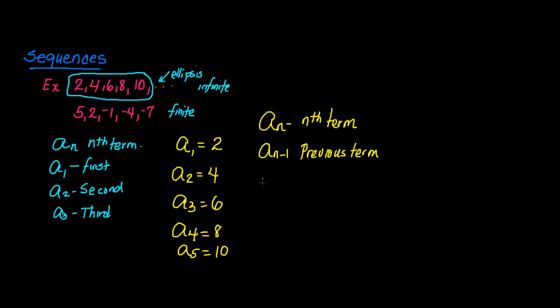And this makes sense because if I am talking about A sub 5, the previous term to A sub 5 would be A sub 4. So if the nth term is A sub n, then the previous term to A sub n must be A sub n minus 1, which means the number before A sub n. So these are the basics.